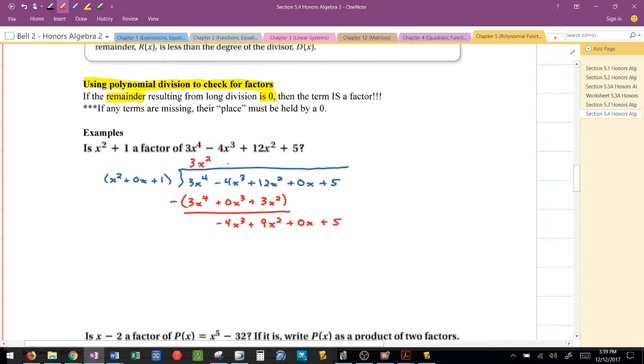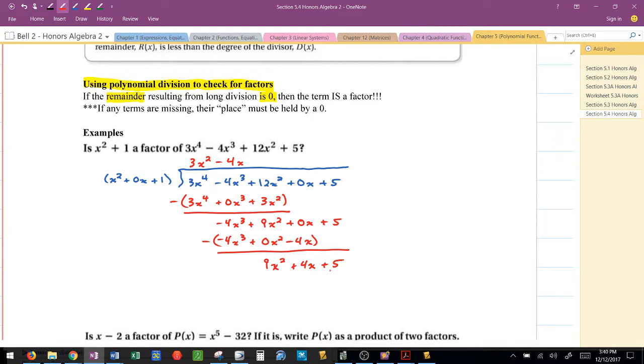Start the process again. What times x squared gives me negative 4x to the third? That would be negative 4x. Distribute. Negative 4x to the third plus 0x squared minus 4x, and I have to subtract that away. The x cubes are going to eliminate. I'm left with 9x squared plus 4x plus 5. Now notice it's a plus 4x because I had 0 minus negative 4.